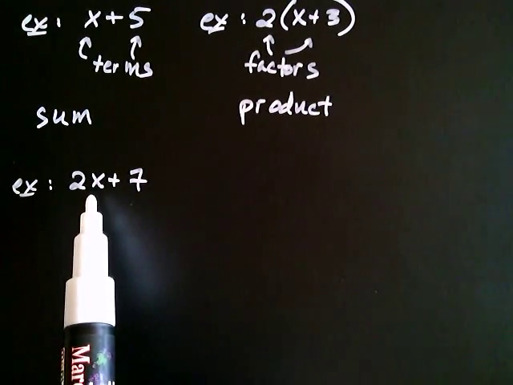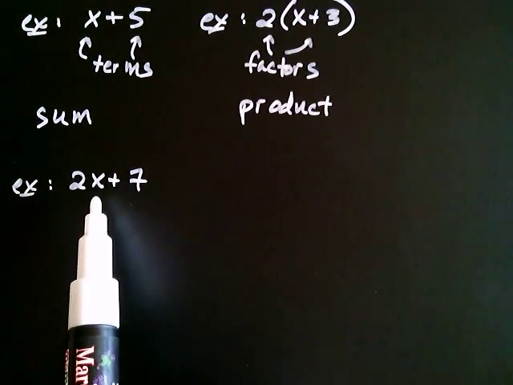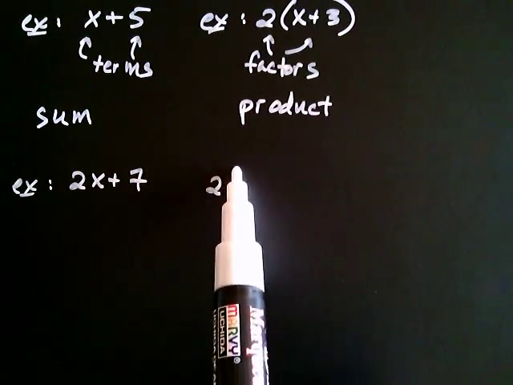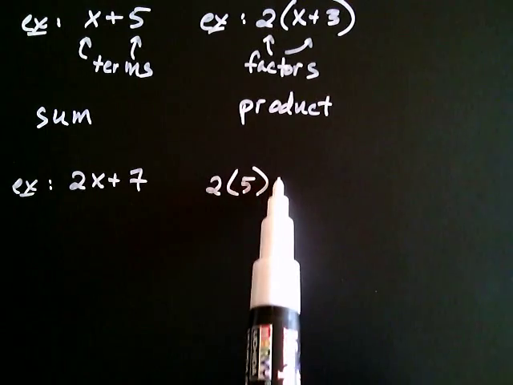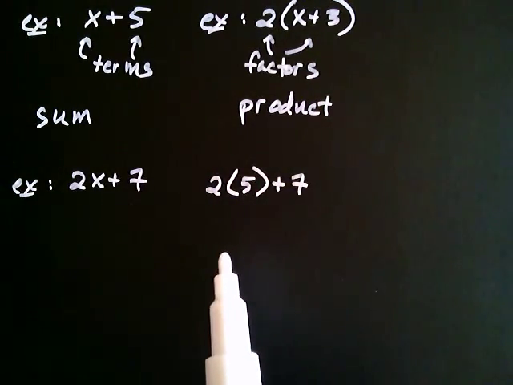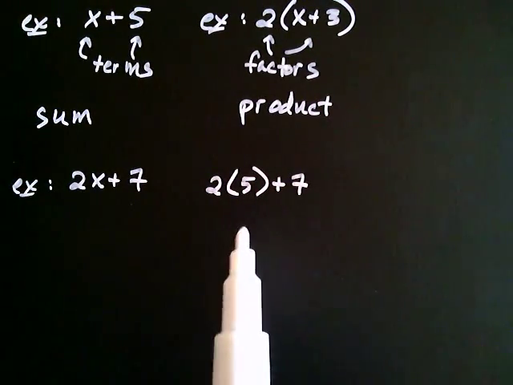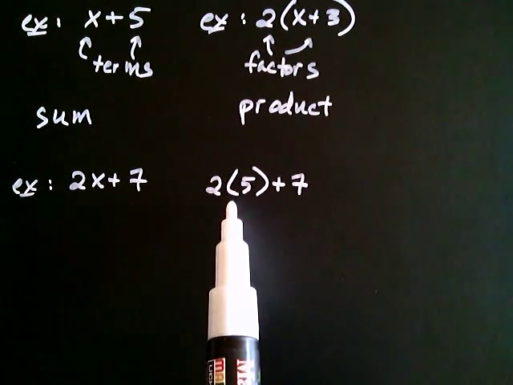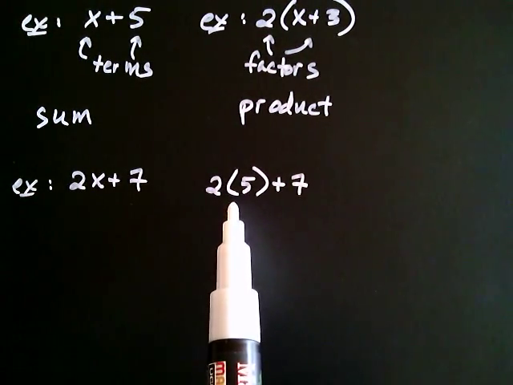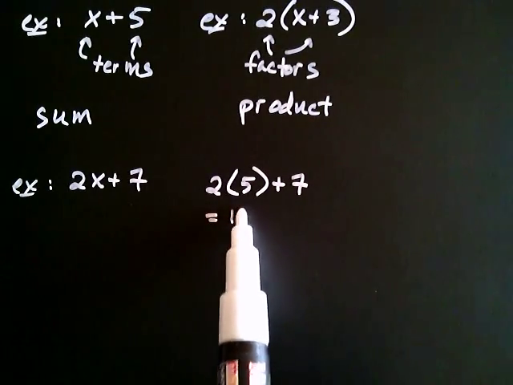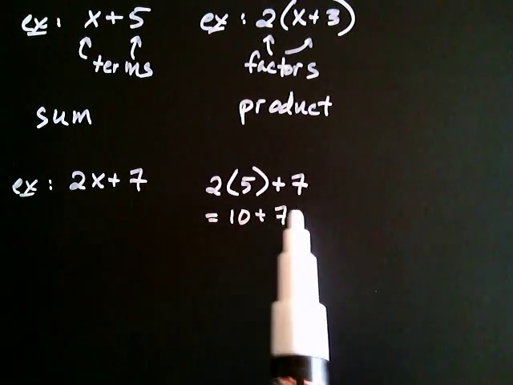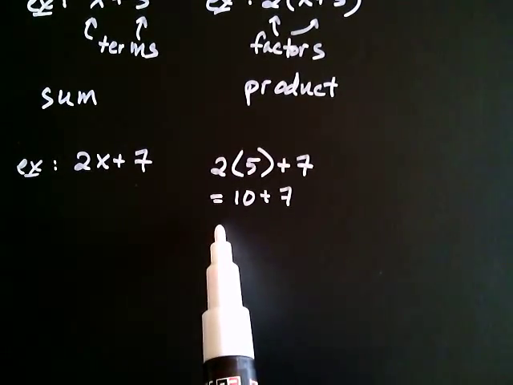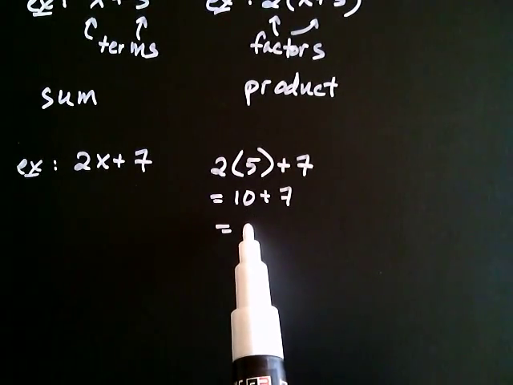So for example, let's say I knew that x was equal to 5. This would become 2 multiplied by 5 plus 7. And then I ask myself, how would I proceed? What would I do first? Would I add or would I multiply? Well, following GEMDAS, I would clearly multiply, and this would be 10 plus 7. Okay? And then finally, I would add, and I'd get 17.